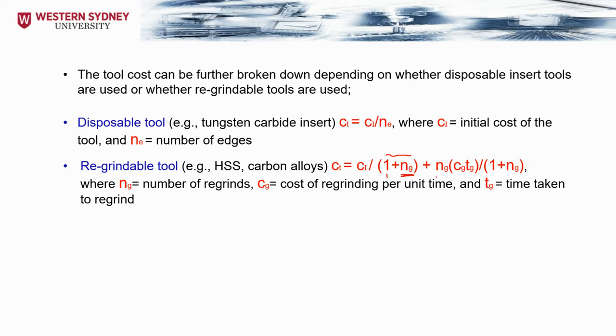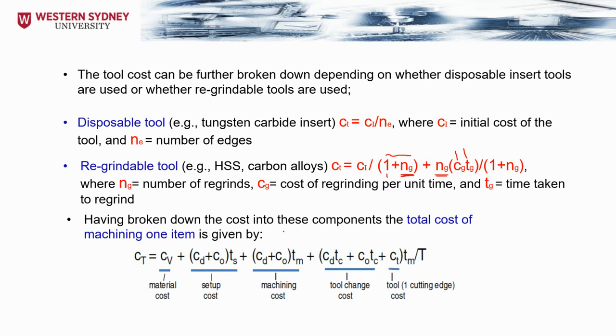Now the other cost we're going to add is going to be the regrindable edges, how many times we can regrind it, multiplied by the cost of the grinding, multiplied by the time of the grinding, divided by the useful number of the edges. Now, having broken down the cost into these components, the total cost of the machining of the one item is going to be equal to the material cost, the setup cost, plus the machining cost, plus the tool changing cost, plus the tool cost itself, all going to be multiplied together, multiplied by the TM divided by the T.